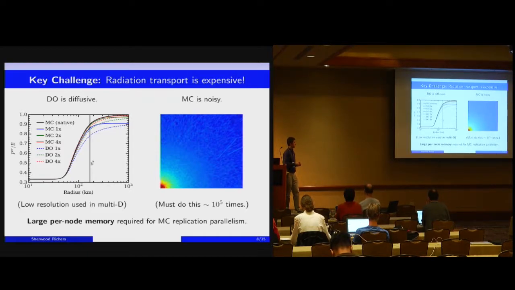In order to have a really well-resolved 3-dimensional calculation, you need to do essentially something like 10 to the 5 times what's shown in this picture. Just for a sense of scale, this 3-dimensional calculation is something like 1 or 2 node hours on Blue Waters. So for a single 3-dimensional calculation, you need something like 10 to the 5 node hours for each time step.